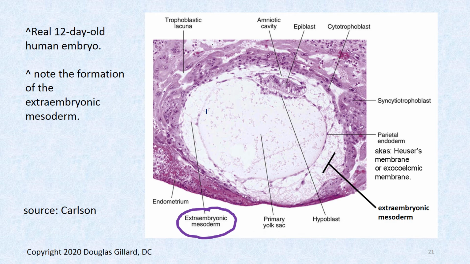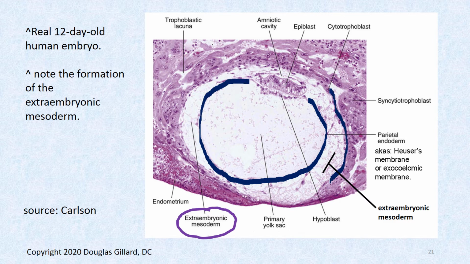There's a real human picture of it. Bilaminar disc, epiblast, hypoblast, and you can see this is Heuser's membrane right here. Guess I can color it in, why not? Heuser's membrane. Right, there's the cytotrophoblast layer would be right here. You can see this one just got barely swallowed. Great, and then all this stuff in the middle, that's the extraembryonic mesoderm.